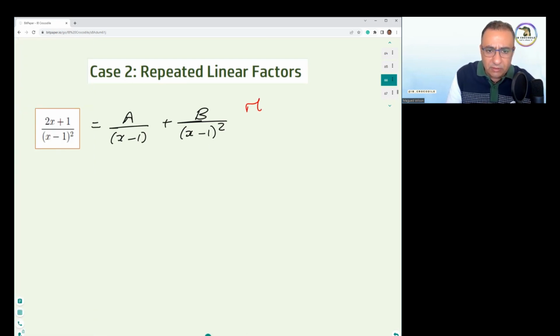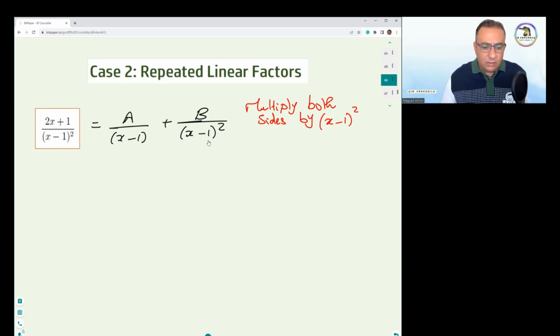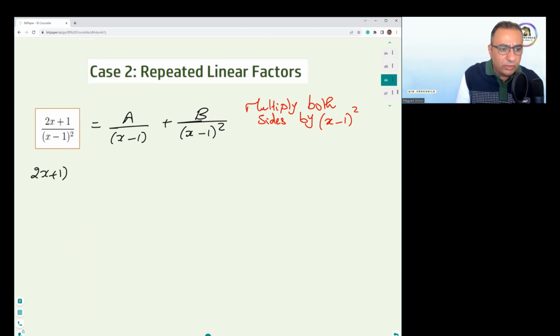I will just write it here. So multiplying both sides by the original denominator. So x minus 1 to the power of 2, the one on the left-hand side. Okay, so now if you do that, right, so 2x plus 1 over x minus 1 to the power of 2 multiplied by x minus 1 to the power of 2. And then that is equal to A over x minus 1.